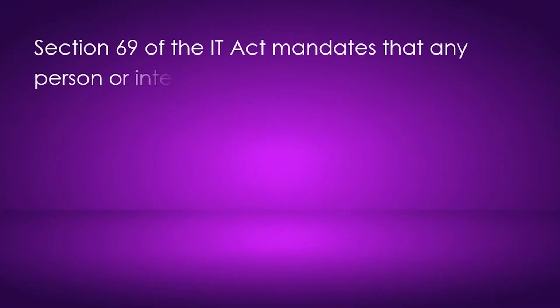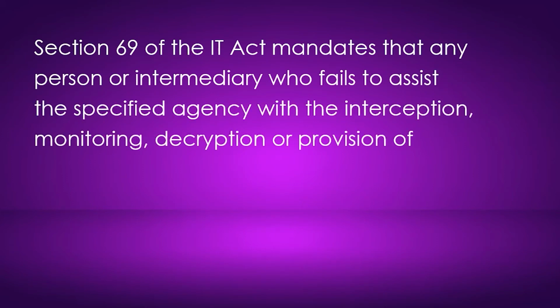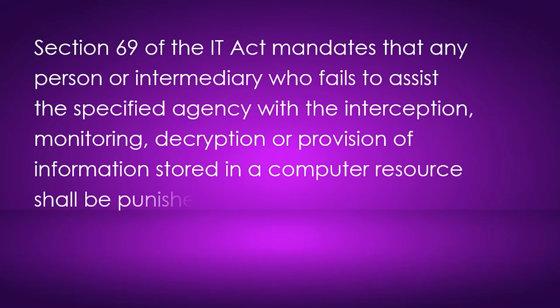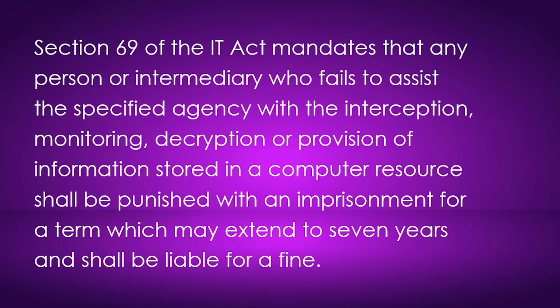Additionally, section 69 of the IT Act mandates that any person or intermediary who fails to assist the specified agency with the interception, monitoring, decryption or provision of information stored in a computer resource shall be punished with imprisonment for a term which may extend to 7 years and shall be liable for a fine of up to 3 lakhs. So, section 69 is very important in the IT Act.